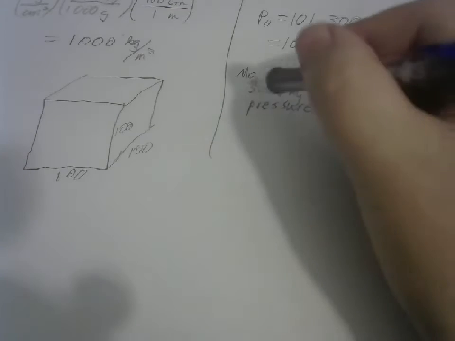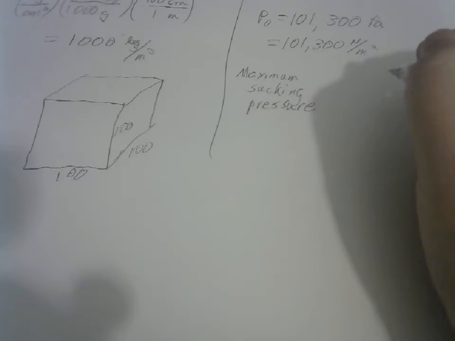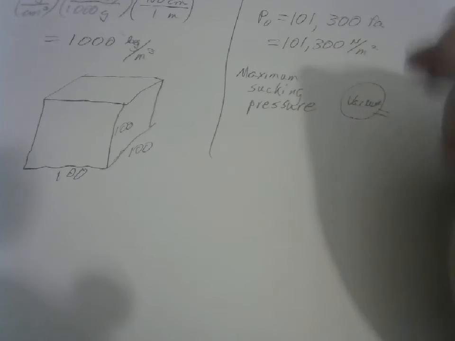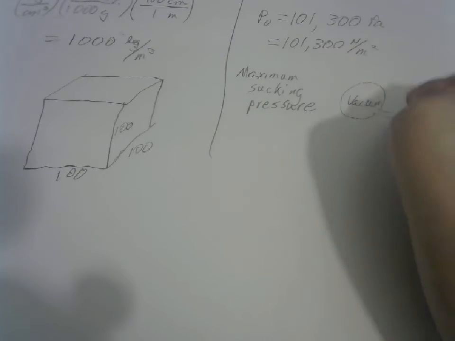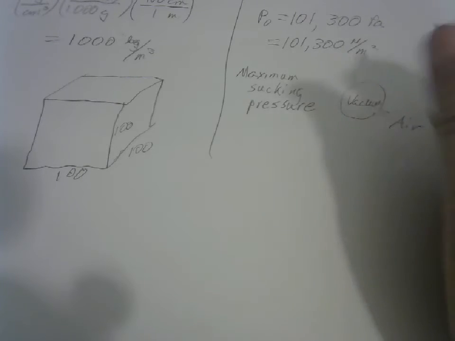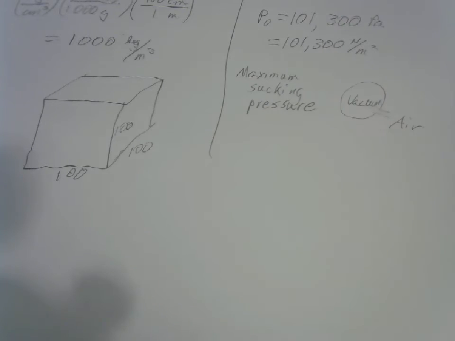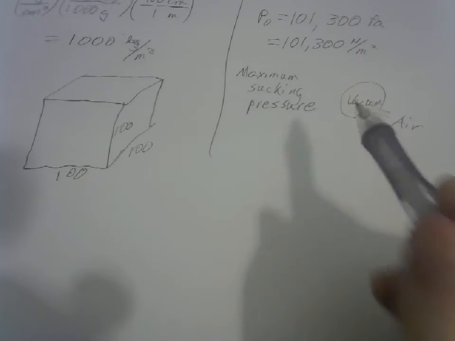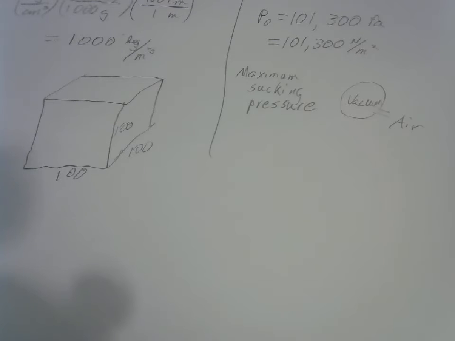It is the maximum sucking pressure that you can generate, because if you generate a pure vacuum and put the outside to the air, the difference in those two pressures is 101,300 pascals. You cannot create a pressure less than a vacuum.